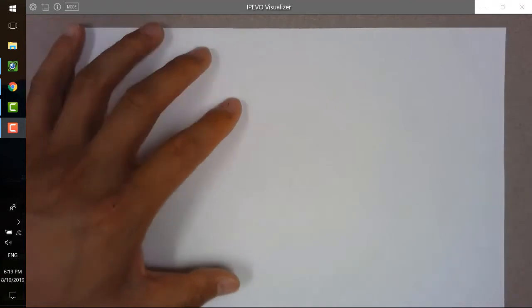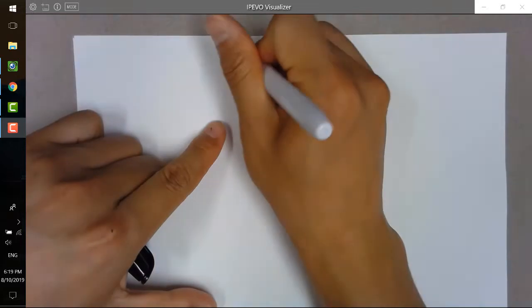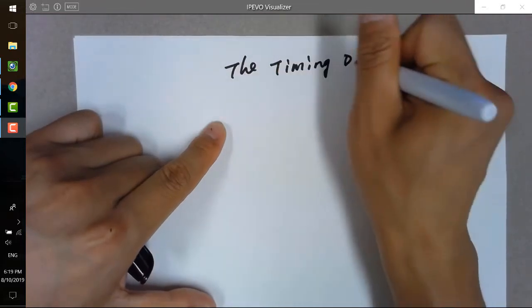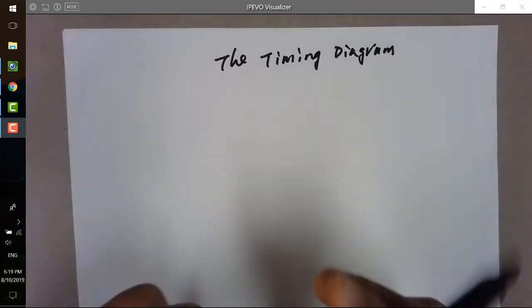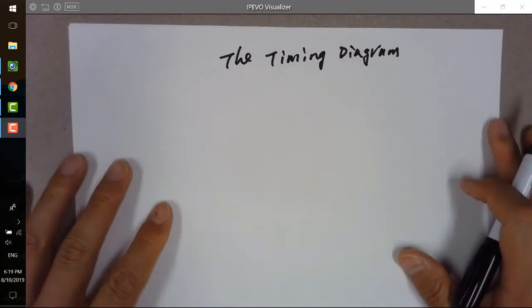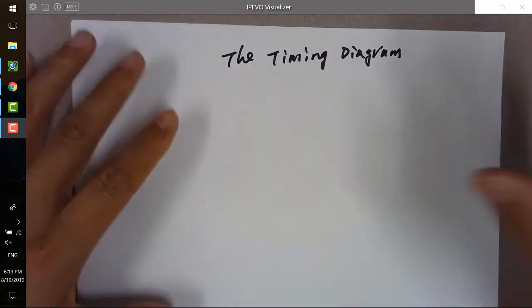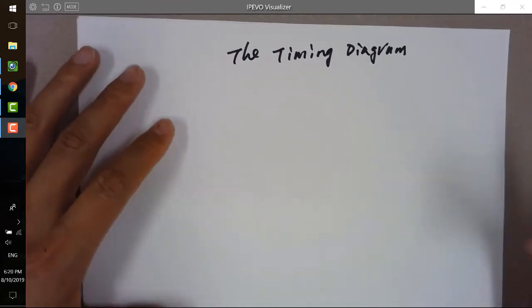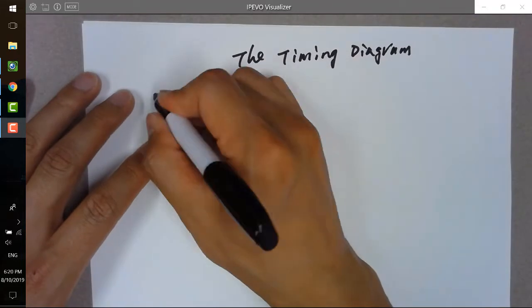All right, in this video, we're going to talk about timing diagrams. When you take the time delay into account in the timing analysis, you need to draw a specific timing diagram for a logic circuit. For example, here is the example in the textbook.